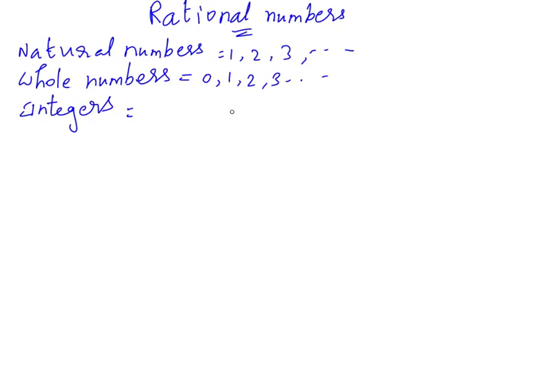Integers: natural numbers, 0 and negative numbers. So this is called integers. Natural numbers are denoted by N. Whole numbers are denoted by W. Integers are denoted by Z, and the numbers which come in between two integers are called rational numbers.